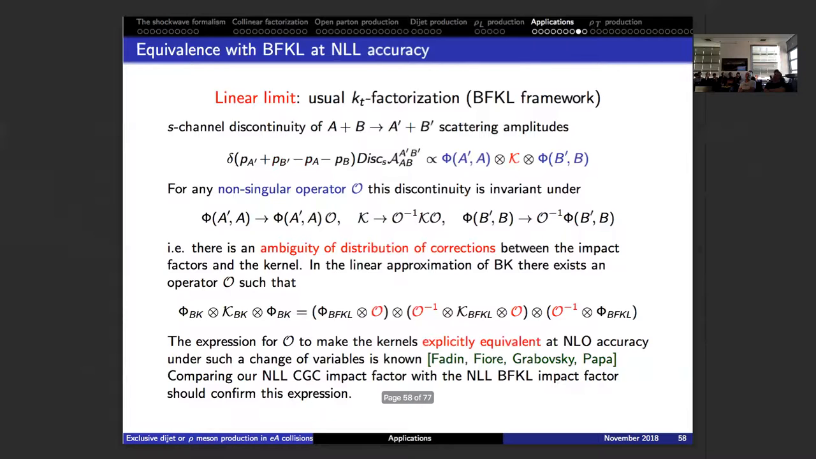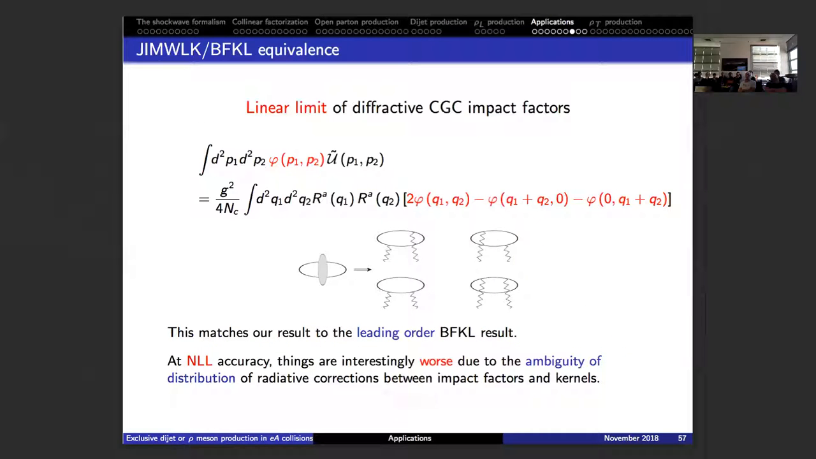Can you repeat this? Well, if you want to compare your impact factor, which you computed in the shockwave framework, to a BFKL impact factor, you cannot just say, I'm taking this impact factor and this should be this BFKL impact factor. Because of this expansion, you should match those. If you're used to BFKL, that would be a region momentum. So regions are carrying Q1 and Q2, and the impact factor here couples to, let's say, Q1 on the quark and Q2 on the anti-quark, or both on the quark.